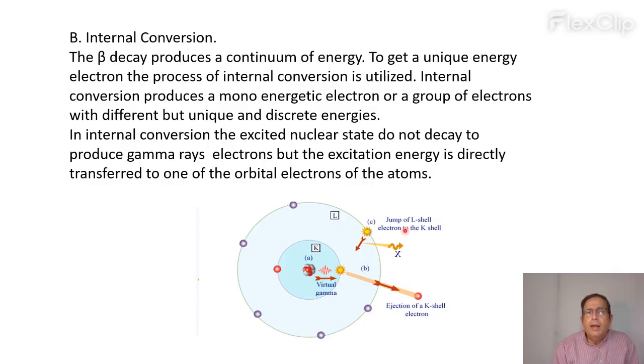Sometimes a higher orbital electron jumps to the vacancy created by the ejection of the K shell electron, and in the process produces X-rays. So in internal conversion, a K shell electron is ejected, and simultaneously an X-ray can also come out.